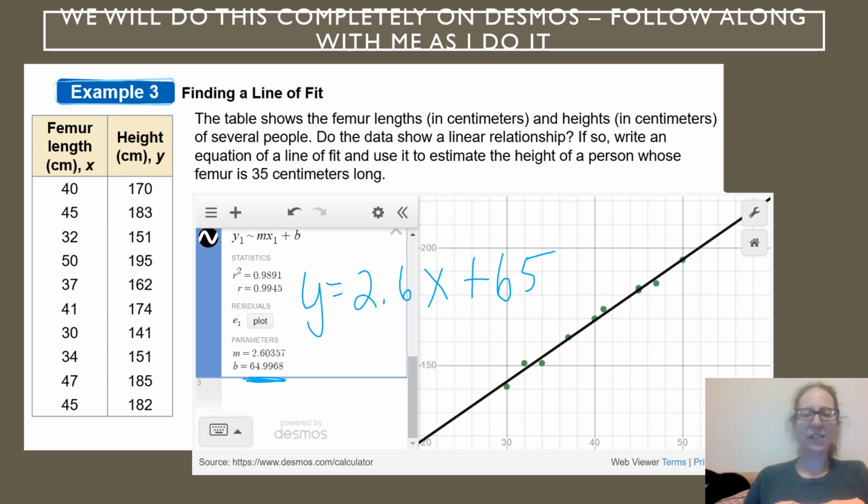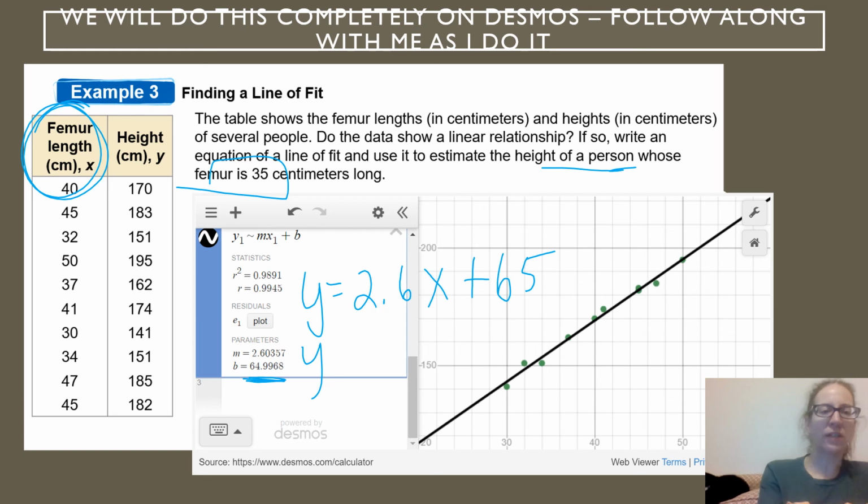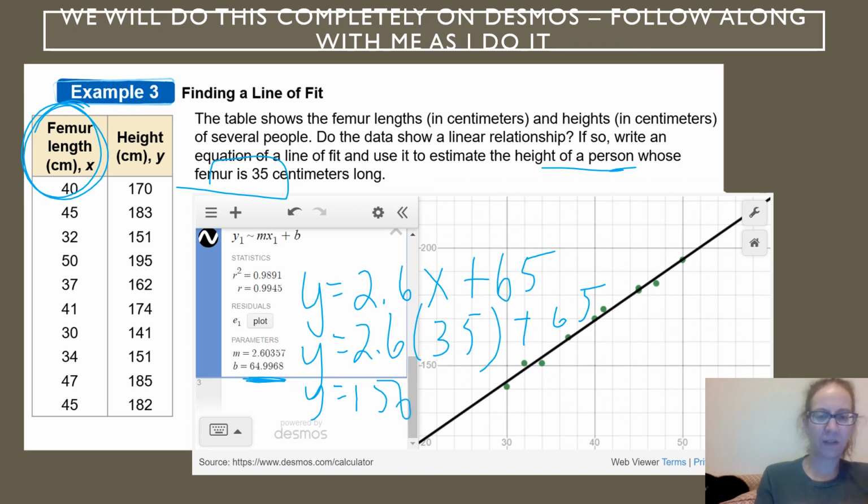So always ask. And then the second question is, use it to estimate the height of a person whose femur is 35 centimeters. So you're asked for the femur, so we're going to plug in the 35 in there, and then we would use our calculator. I'm just going to grab the calculator. And I got 156. So 156 centimeters.